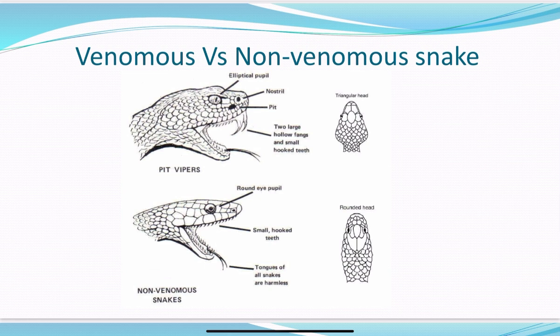First, let's look at the difference between venomous and non-venomous snakes. So first, if you look at the eyes, then the pit vipers have elliptical pupil, whereas the non-venomous snakes have round eye pupil. There is a pit just behind the nostril, whereas this is absent in the non-venomous snakes. And one of the most distinctive features is that venomous snakes have two large hollow fangs, whereas non-venomous snakes have only small hooked teeth. And also, if you look at the shape of the head, then pit vipers have triangular head, whereas the non-venomous snakes have rounded head.